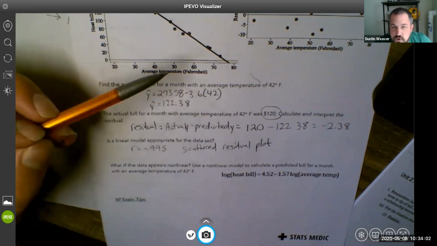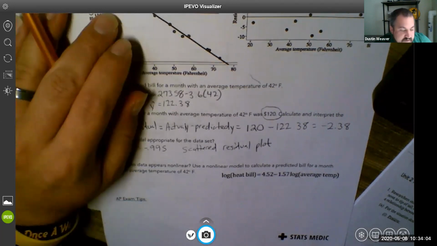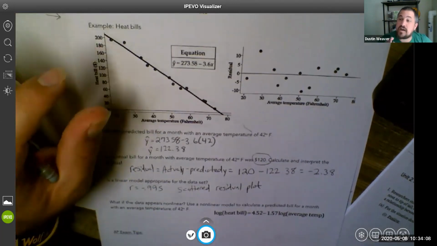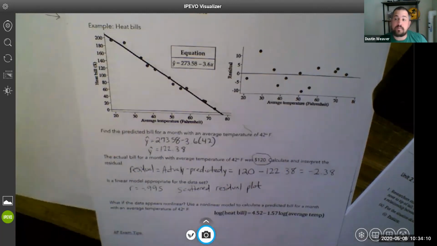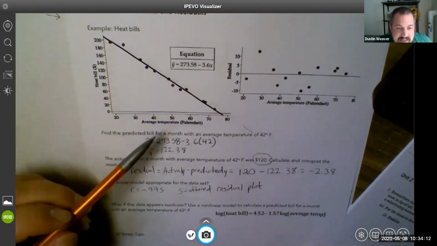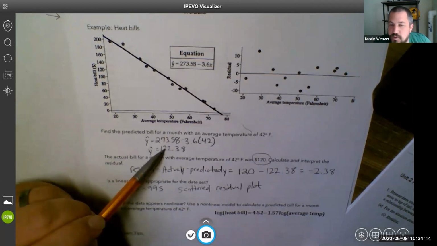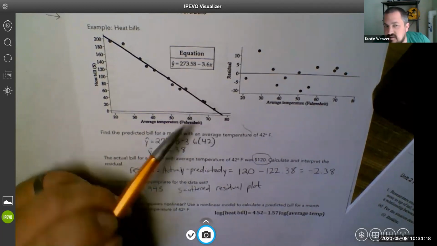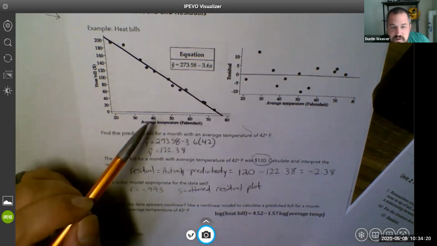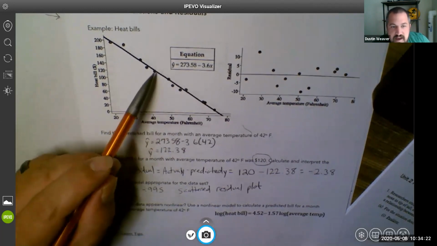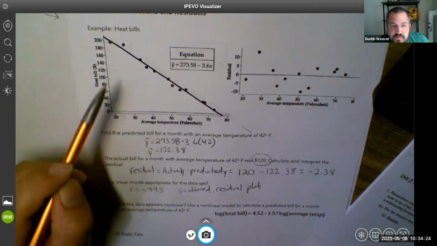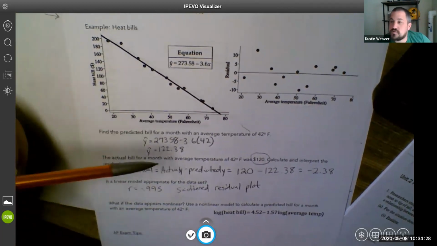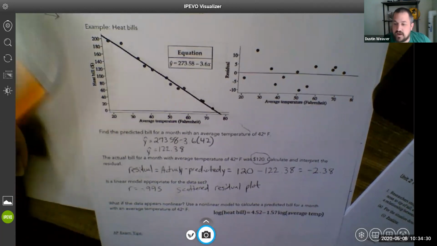In general, the main topics that you're going to see probably on the exam are: can you find a predicted number from an equation? Can you then find the actual number? So we would be able to know at 42 it was actually 120, really just by looking at it. And then can you find a residual? So observed Y minus predicted Y.